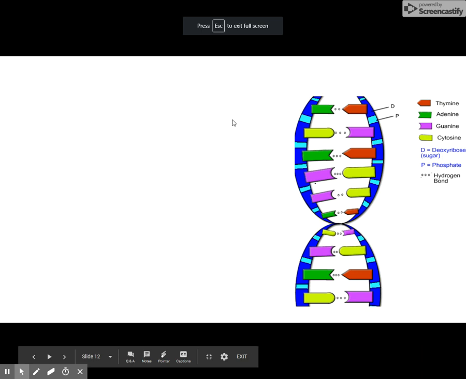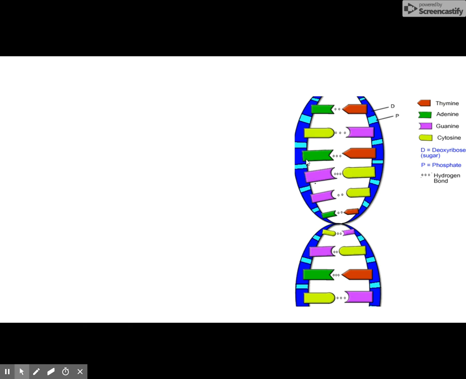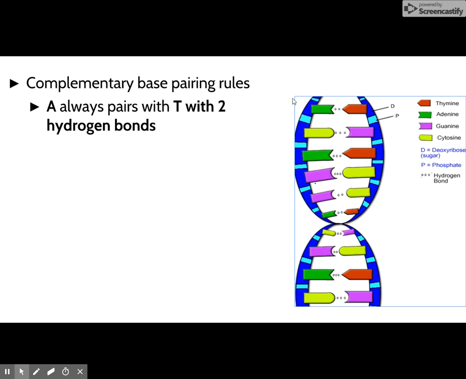So we're going to start by talking about DNA structure in this video. I wanted to make sure we had a good image of DNA. This one's a little bit cartoony, but it'll get across the different points about DNA structure that we need to. First, that DNA is made of a double helix.